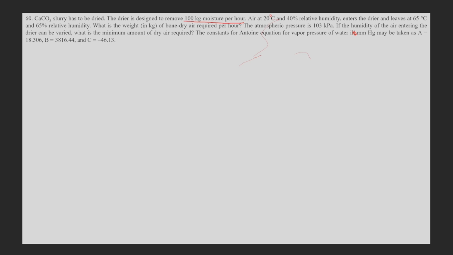So very first, we know this is the Antoine equation. We'll put the values. Now the temperature is different: at 20 degrees Celsius and at 65 degrees Celsius. So P sat at 20 degrees Celsius, when you calculate with the Antoine equation after putting all the values and T equal to 20, you will get 2.319 mmHg. P sat at 65 degrees Celsius is 25.076 mmHg.